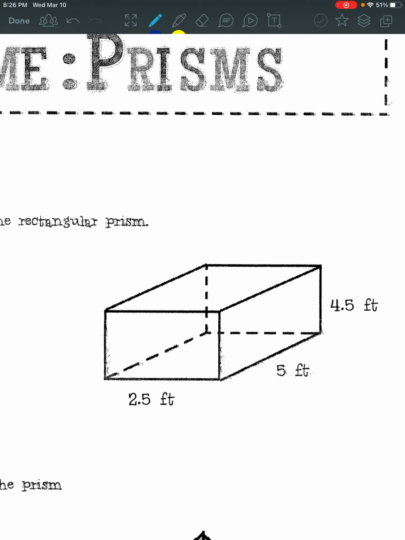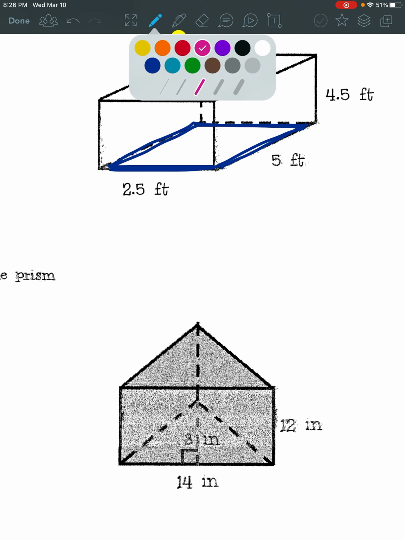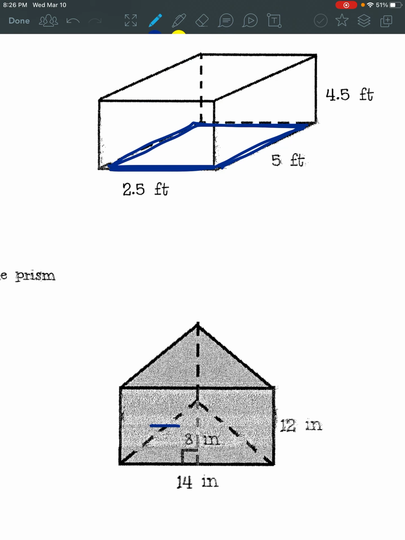Then we identify prisms based on the shape that they are sitting on. The base shape in this first example is a rectangle, so we call this a rectangular prism. The next example is again a prism because there are three rectangles on the sides. So lateral faces that are rectangles make it a prism. But in this example, the base shape that it's sitting on is a triangle, so this is called a triangular prism.